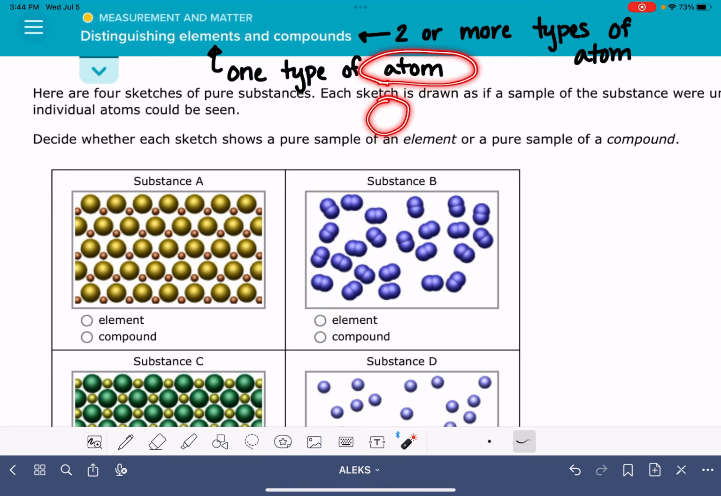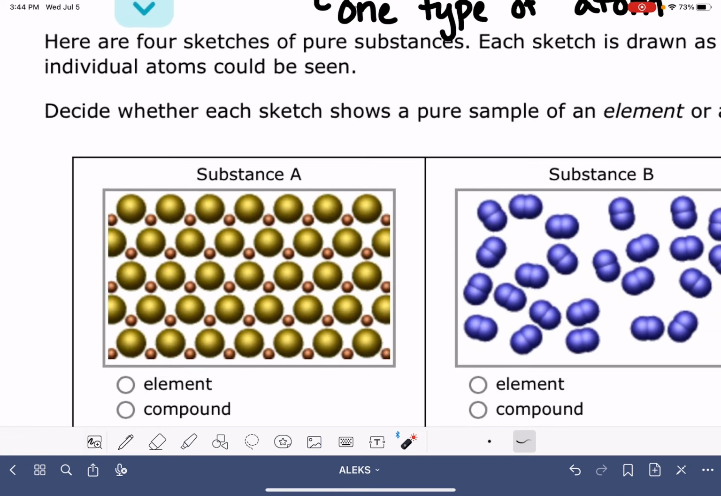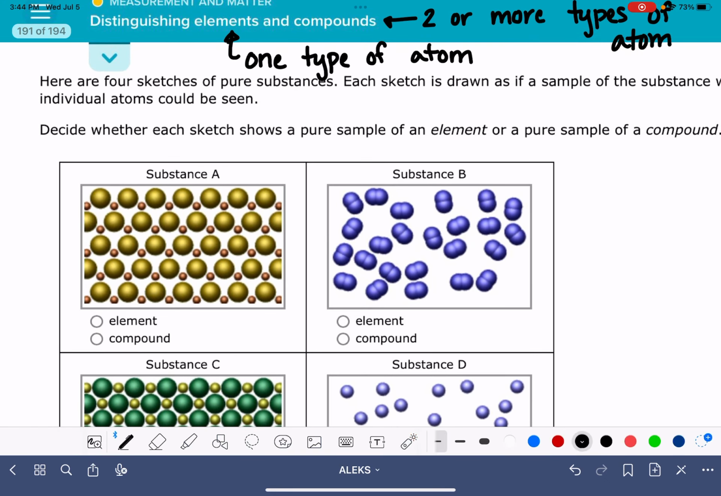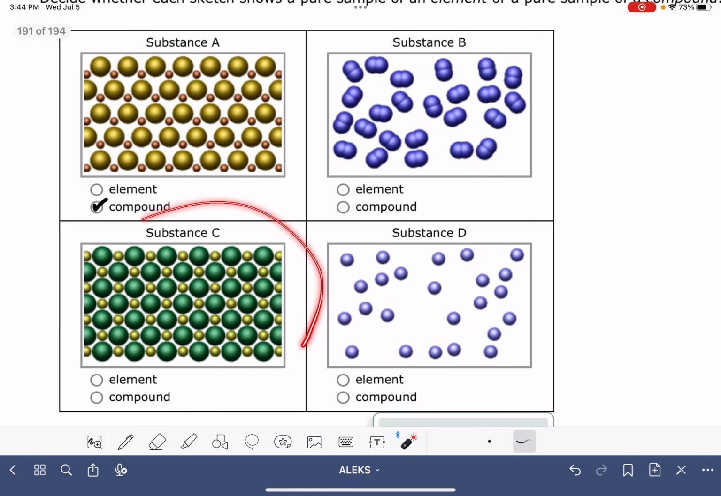So if we zoom in pretty close on substance A, you can see that there's clearly two different types of atoms here. There's a larger yellow sphere, and then there's a smaller brownish sphere, and this is used to indicate that there are two types of atoms in this particular substance, which makes it a compound. If we look at substance C underneath it, same type of thing. We clearly have two different types of atoms. There's a green sphere, which is larger, and then the yellow sphere, which is smaller. That makes it a compound.